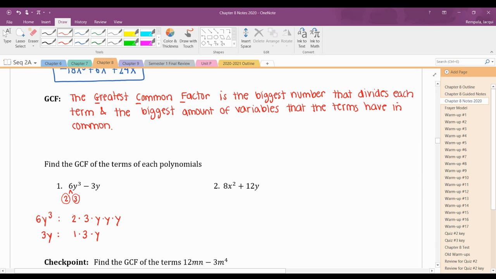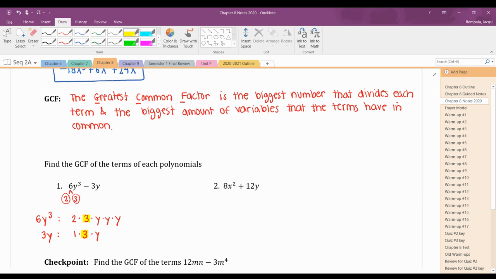So now that I've listed out every single thing in terms of my factors, remember GCF, greatest common factor. So the biggest number that divides each term. I'm going to look at all of the numbers in my rows, and if they have the same number, I'm going to highlight it. So I see a 2 in the top row, but I don't see a 2 in the bottom row. I see a 3 in the top row, and I see a 3 in the bottom row. That's why I get to highlight that. They have something in common, greatest common factor.